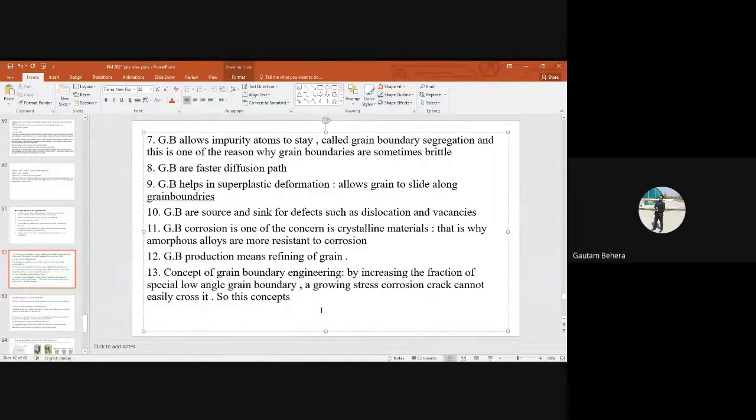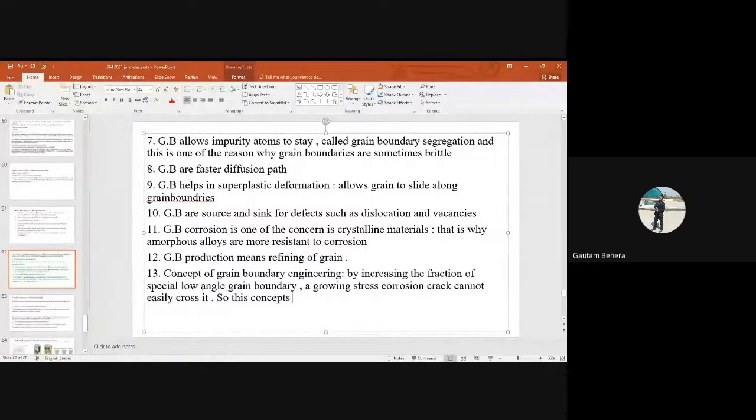So just by increasing the number of small angle grain boundaries, a special kind of small angle grain boundary, stress corrosion cracking will not happen easily. There is a process called stress corrosion cracking, where we have stresses acting on the material and a corrosive environment due to which the material fails. So if we have a lot of special low angle grain boundaries, then this crack cannot propagate easily. So the material will not fail easily, right? That is called grain boundary engineering.